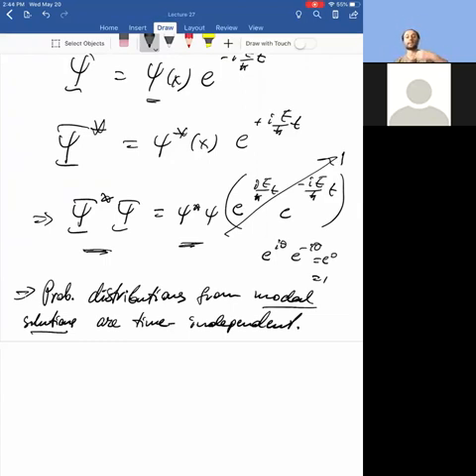In other words, if a particle is described by the third mode and only by the third mode, the probability distribution is time independent, and the averages of all quantities, position and momentum, will also be time independent. If a particle is in the fourth mode, the probability distribution for position is time independent, the probability distribution for momentum is time independent, and all the averages will also be time independent.